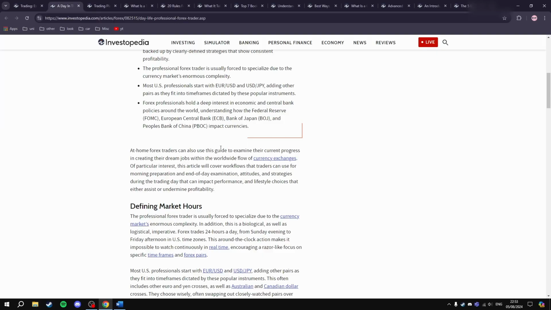Of particular interest, this article will cover workflows that traders can use for morning preparation and end-of-day examination, attitudes and strategies during the trading day that can impact performance, and lifestyle choices that can either assist or undermine.